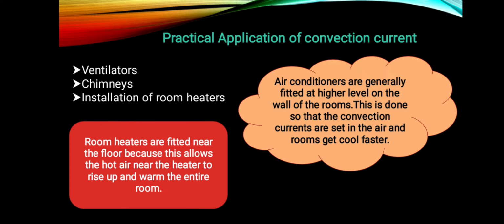Let's see some applications of convection current. Ventilators. Rooms are provided with ventilators and exhaust fans near the top of the side walls. The air we breathe out is warmer and hence lighter than the air around us. It moves up in the room and escapes through the ventilators or exhaust fans. The fresh air enters the room through the windows and doors. It is cooler and takes the place of the warm air rising upward, and thus a convection current is set up.